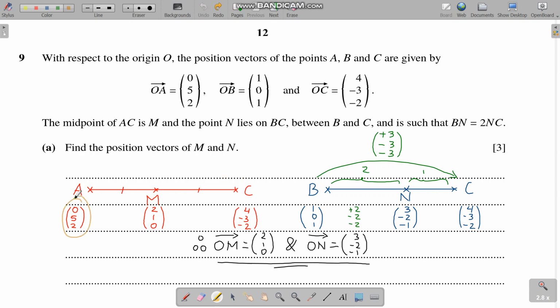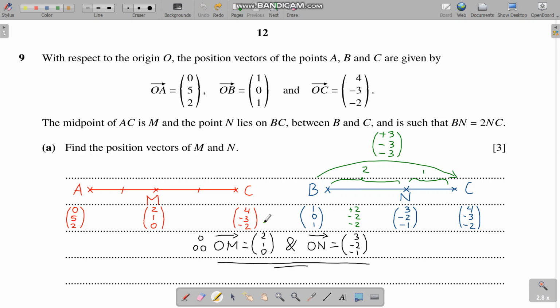So we know that A is (0, 5, 2). We know that C is (4, -3, -2). So the midpoint should be exactly in the middle between 0 and 4. There will be 2. Exactly in the middle between 5 and -3, there will be 1. So just add, divide by 2. So 2 plus -2, which is 0, divided by 2, we get 0. Okay, so that's how we find the coordinates of M: (2, 1, 0). Now for N.